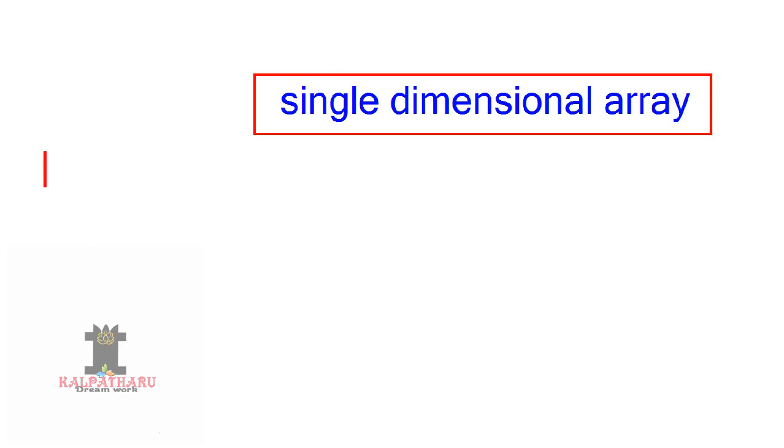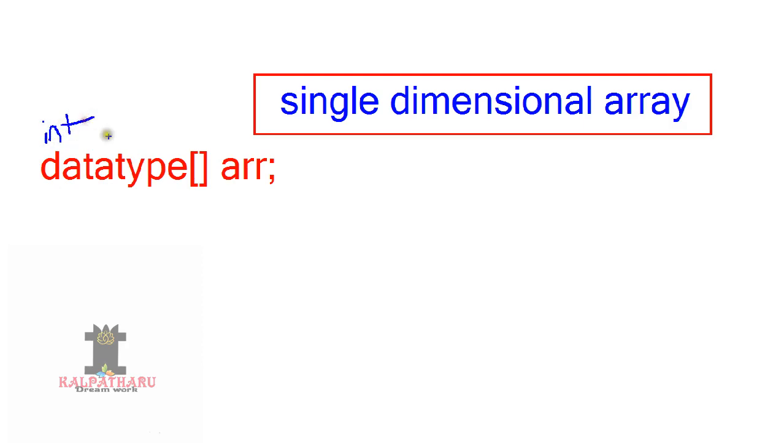What is the syntax? For a single dimensional array we need to define the data type and square brackets. This is the index, and the name comes here. This is one type. This is the data type, which may be int, float, anything. And this is the index, where we say how many elements we can store. This is the name given to the array.